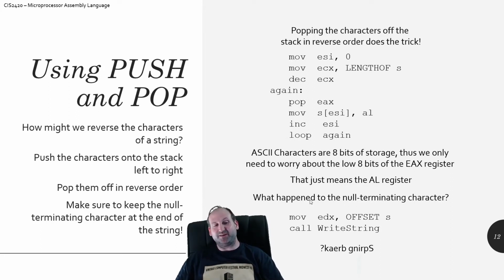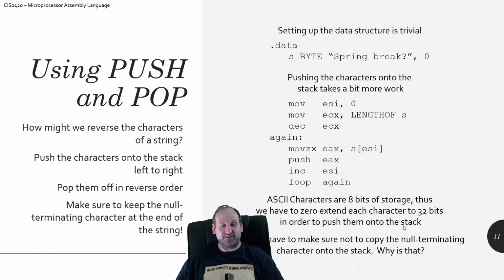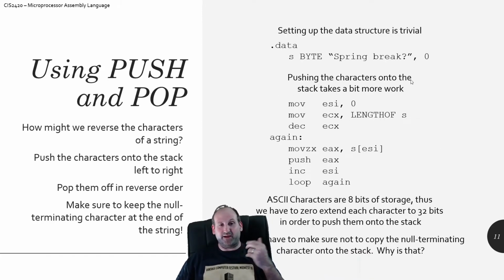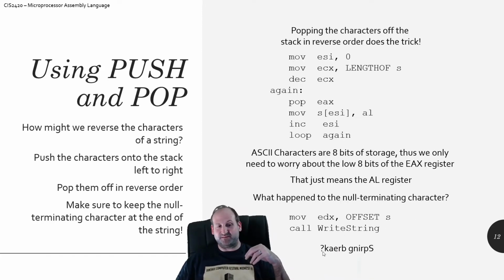But now what I can do to prove everything worked out, or you could even do it before and after, is here's the code to print the string out, right? So take the offset of S, move it into EDX at any time, call WriteString. And now spring break becomes this guy right here. Looks like complete gibberish, and it is because it's just reversed stuff.